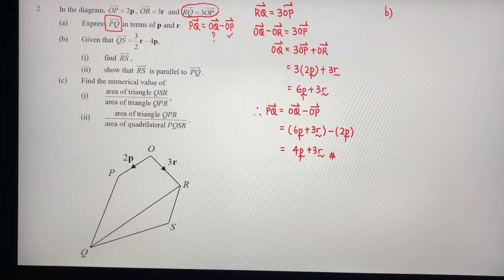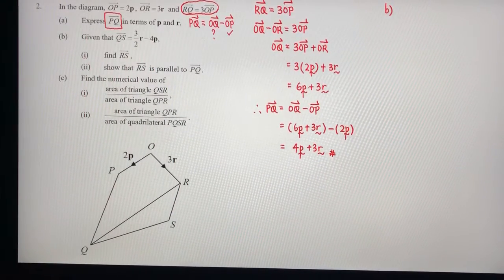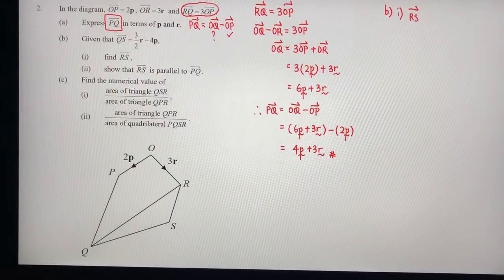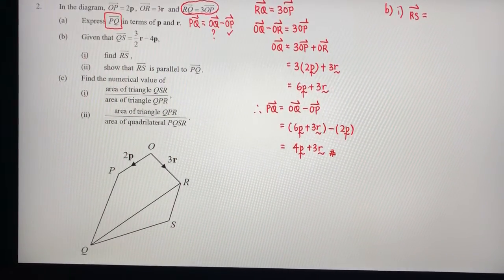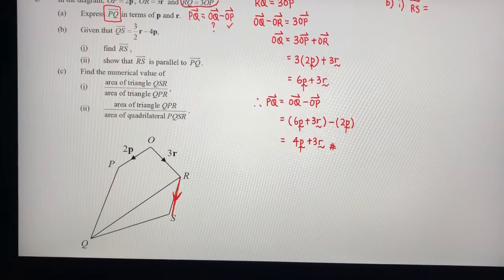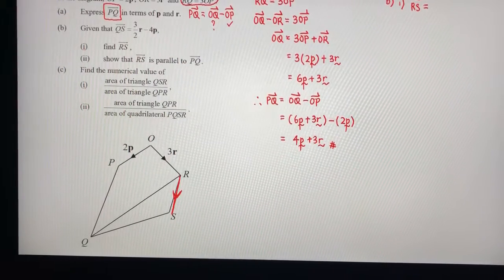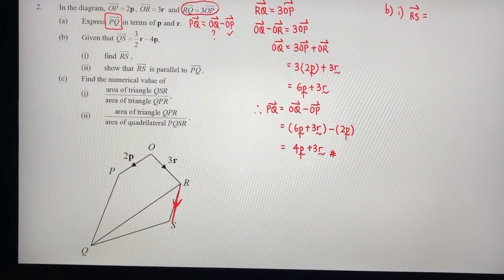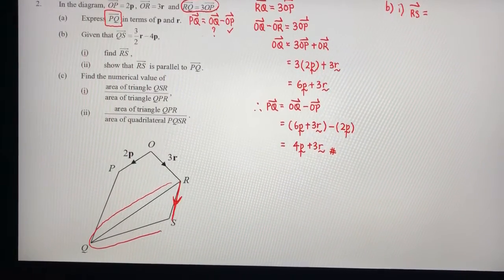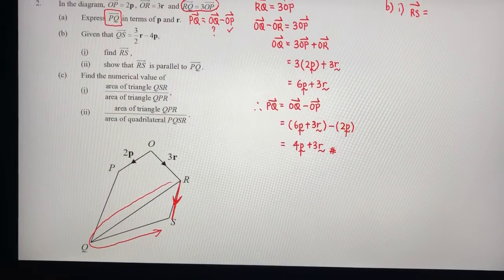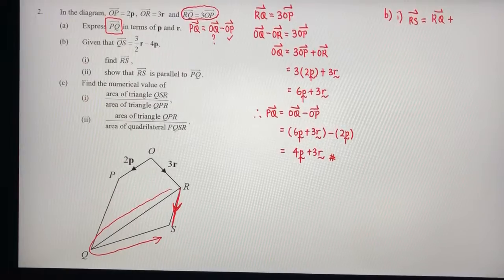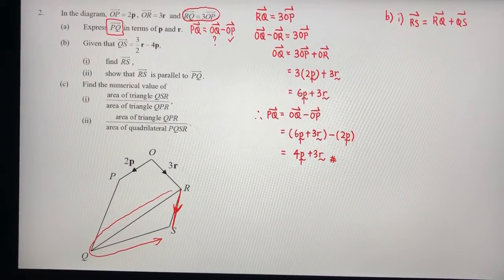For part B, we were given the vector QS, and we were first asked to find the vector RS. Okay, we can study the diagram right now, and we know that RS is this vector indicated, and there are many ways to build the vector RS. Perhaps based on what we have solved so far, the best route is to go from R to Q, then Q to S. So we will say vector RS equals vector RQ plus vector QS.